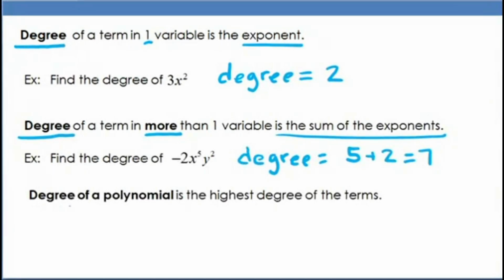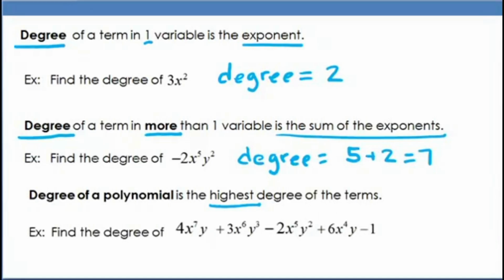Next, we have the degree of a polynomial is the highest degree of all the terms. For example, we'll find the degree of this polynomial, which is in more than one kind of variable. So we're going to go term by term. For our first term, more than one kind of variable, we have to add the exponents. So we have a 7 plus 1. Remember, if you don't see an exponent, it's a 1. So this term is degree 8. The next one, we have 6 plus 3 will be 9.